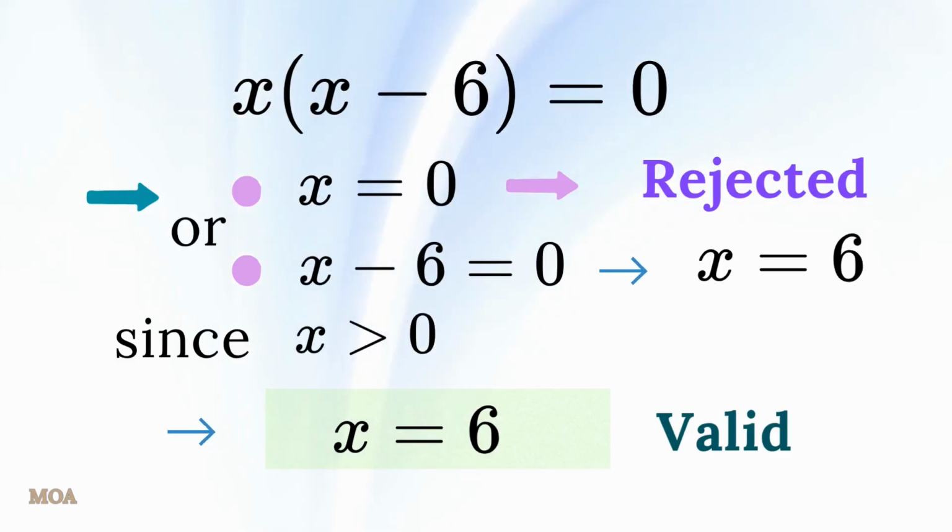This equation has two roots, either x equals 0 or x minus 6 equals 0, namely x equals 6. Since the distance x is strictly positive, x equals 0 is rejected, while 6 is greater than 0. Hence, x equals 6 is the valid solution.